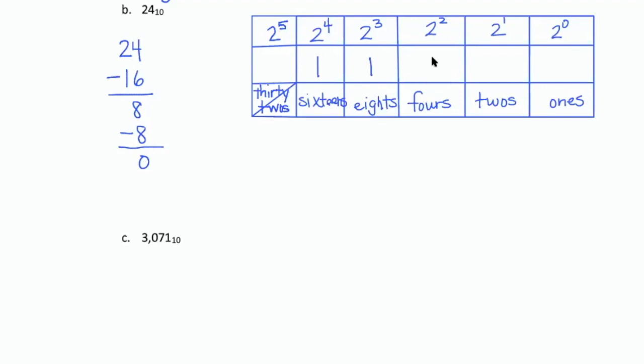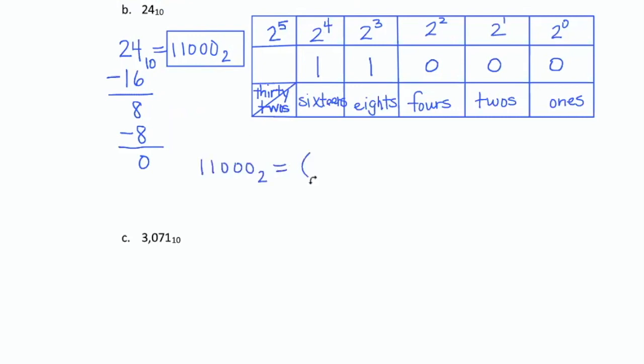Now it is important to represent the other positions because just like when we mean 100, we don't just write down the 1. We put the 2 zeros to indicate what position it's in. I need 0 in all the other positions. Therefore, I know that the number 24 in base 10 looks like 11000 in base 2.